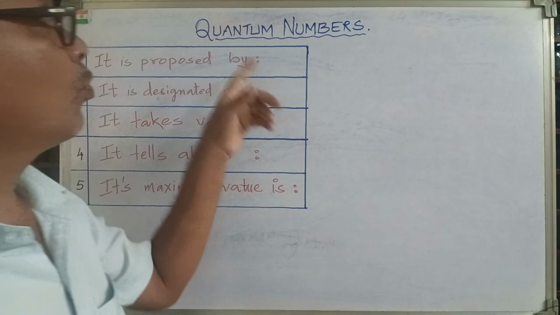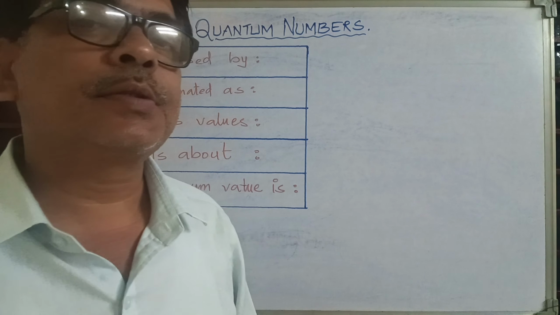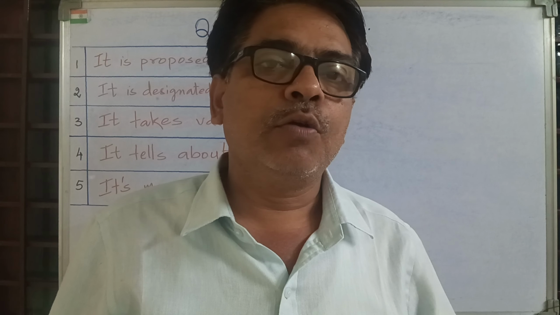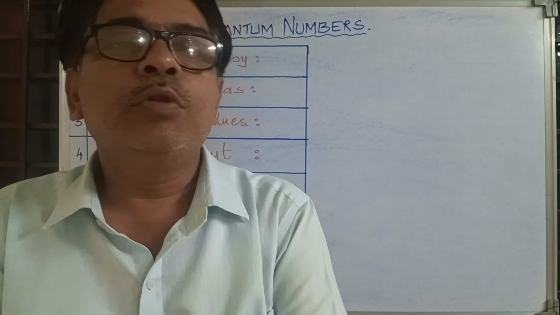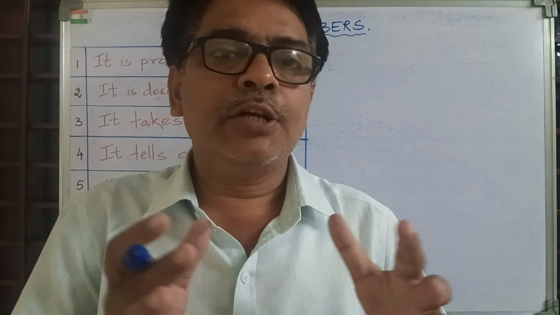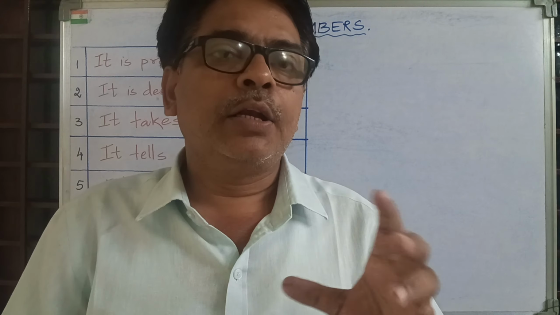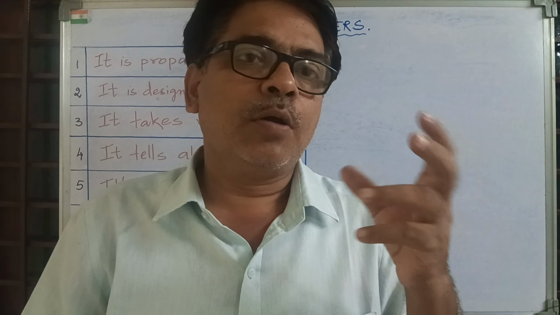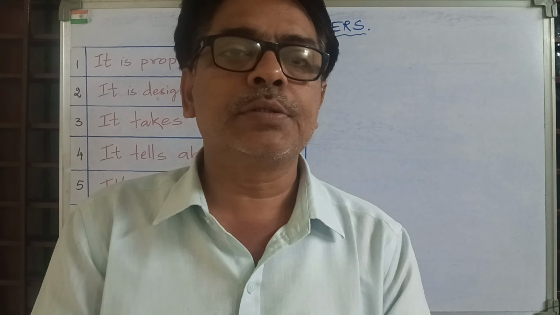Today our topic is about quantum numbers. Altogether there are four quantum numbers: principal quantum number, azimuthal quantum number, magnetic quantum number and spin quantum number. Now what do these quantum numbers tell us about? They tell us about the size and energy of an orbit, the shape of the orbital, the magnetic orientation of the electron in the orbital, and the spin of the orbitals. These are the four things we come to know from quantum numbers.